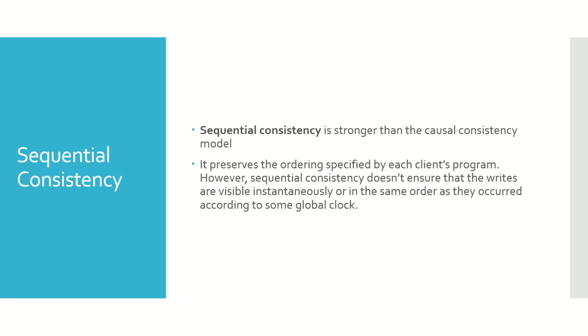Next is sequential consistency. Sequential consistency is stronger than causal consistency. It preserves the order requested by the client. Depending on the client's program, which requests a certain ordering, sequential consistency ensures that order. In whichever order the requests come in, depending upon the client program's request, it ensures the same order. Maybe it follows the timestamp as well.